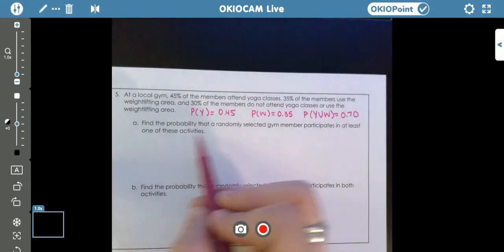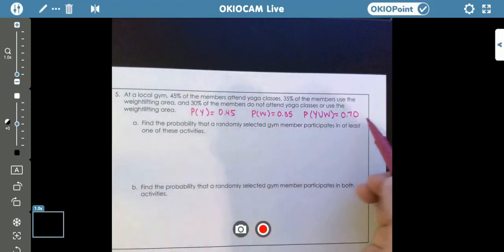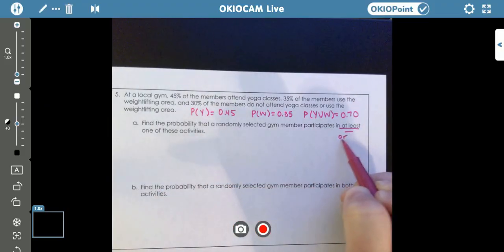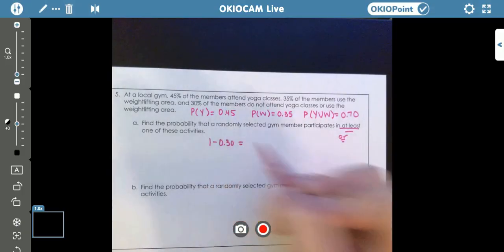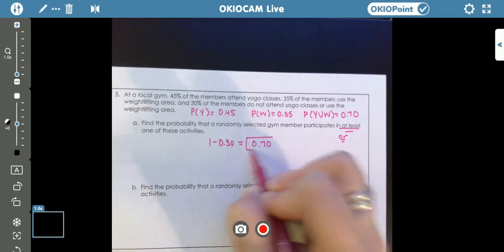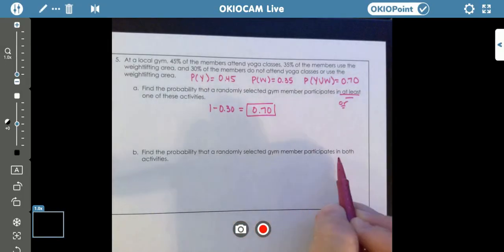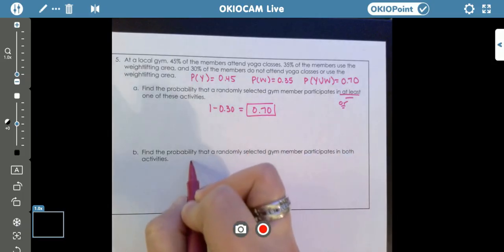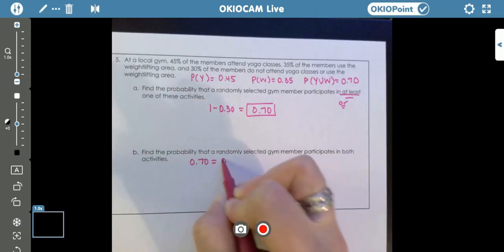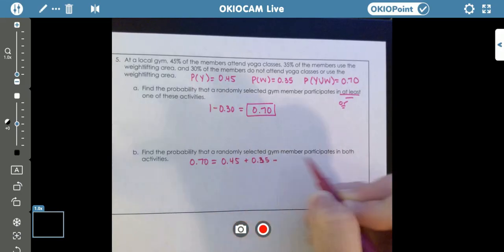So find the probability that a randomly selected gym member participates in at least one of these activities. That's the OR. At least, that's the OR. All right, which we already found. 1 minus our 0.30, which was neither, gives us the 0.70. And then find the probability that a randomly selected gym member participates in both activities. So that's where we need that formula. We have the OR equals one plus the other minus the both, which we don't have.